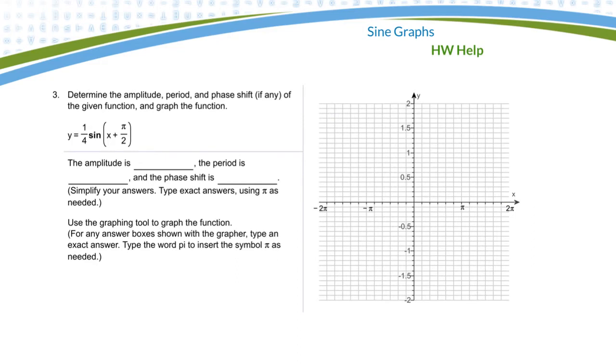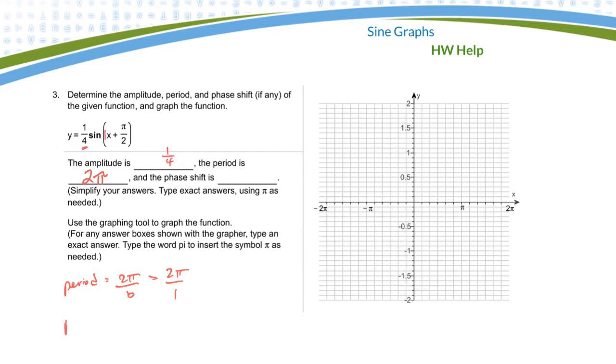Okay, determine the amplitude, period, phase shift for this one. Oh, we've got more stuff in here. Amplitude, number out front, quarter. Period is 2 pi over b. In this case, b is the number out front there, which is 1. So 2 pi over 1, so the period is just 2 pi.